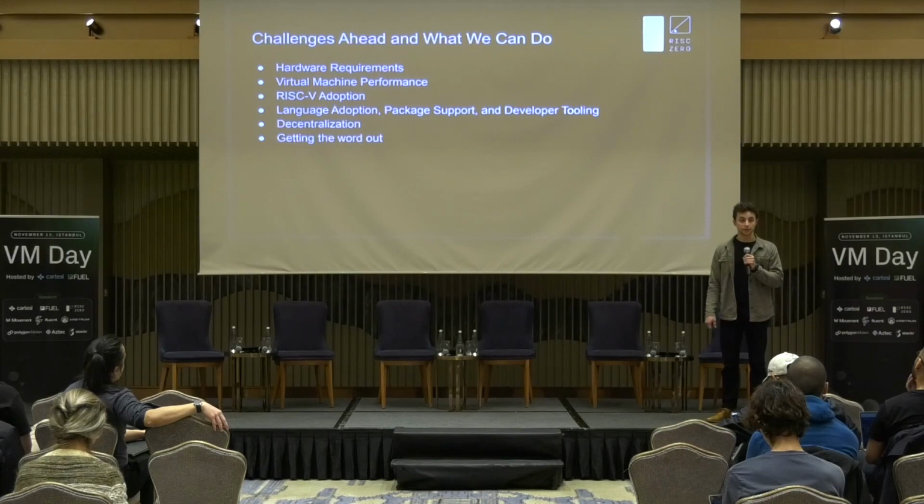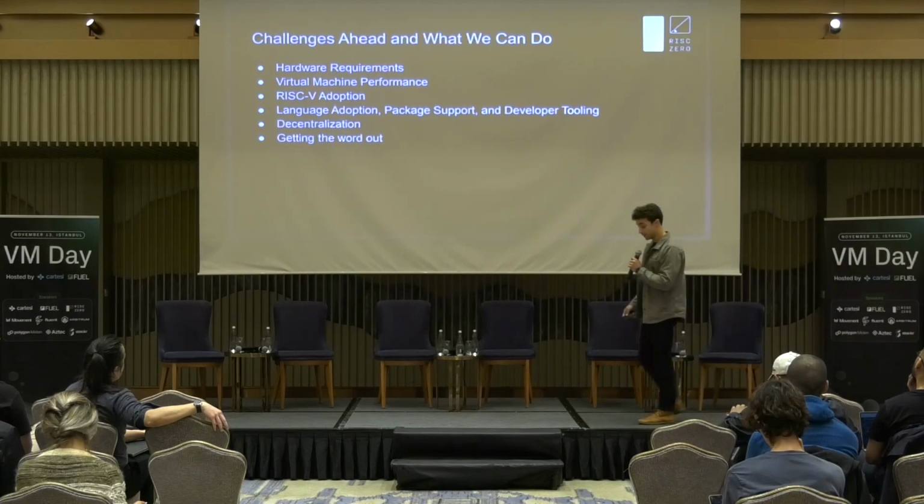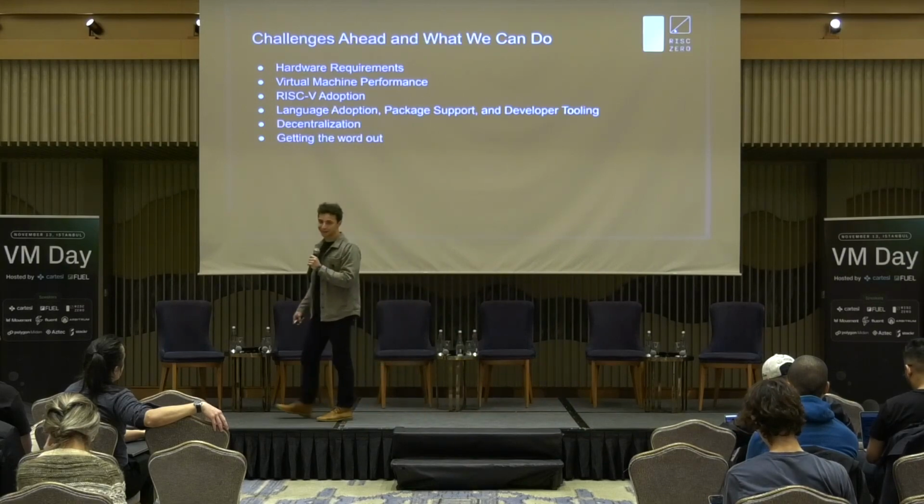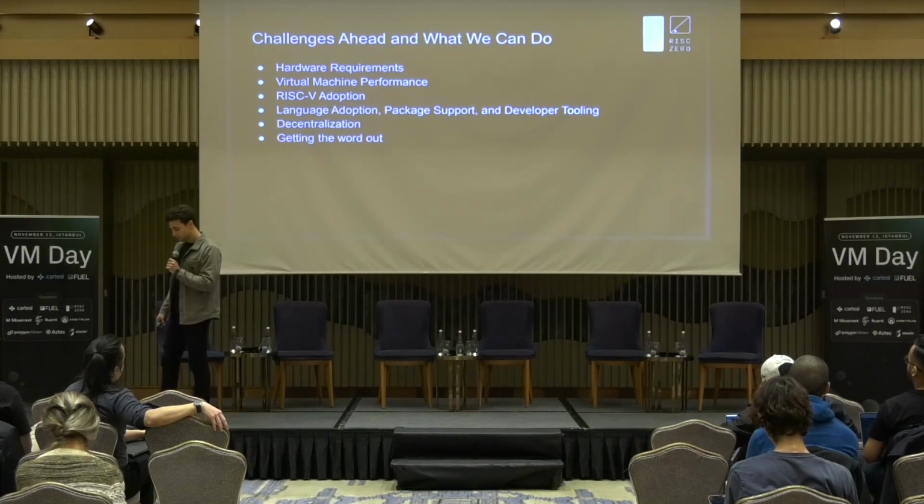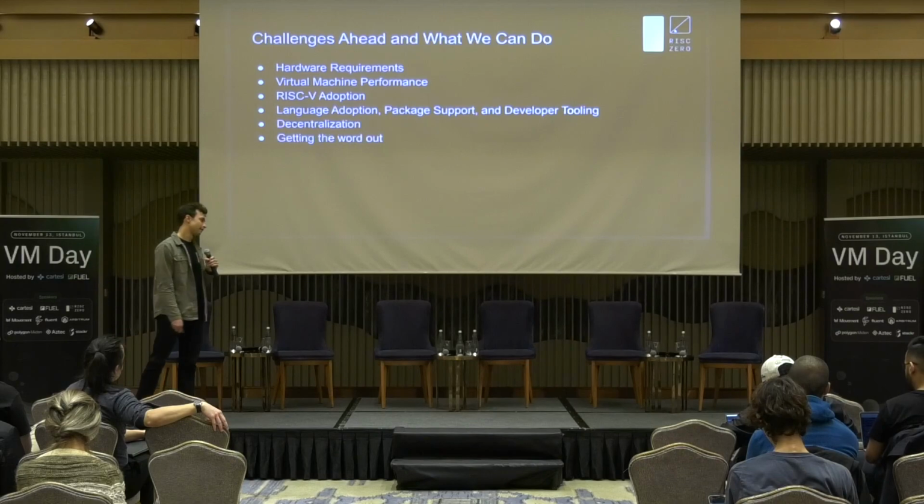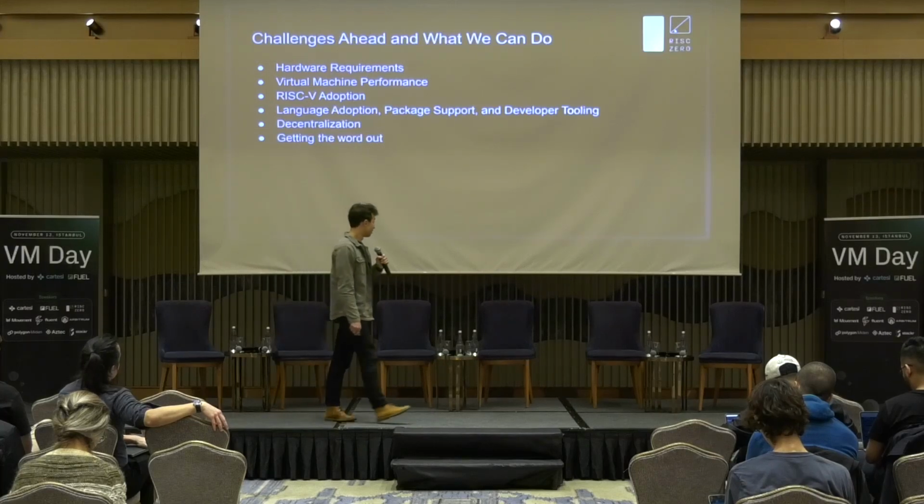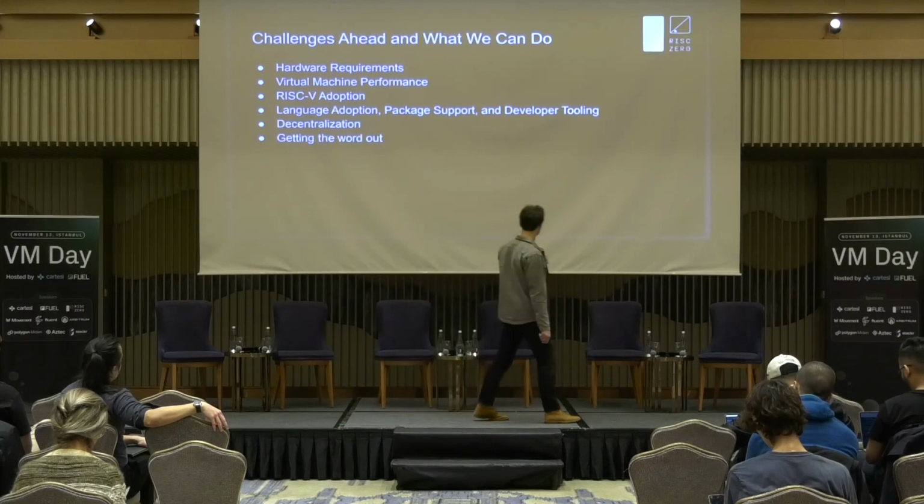Virtual machine performance. Right now, the ZK VM runs in the megahertz range. We'd like to see that in the gigahertz range. We're also constrained by memory. It's nowhere near as performant as your laptop or possibly even your phone, but that's improving day by day.